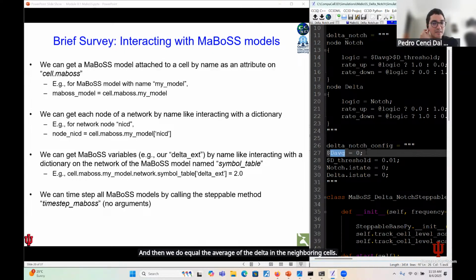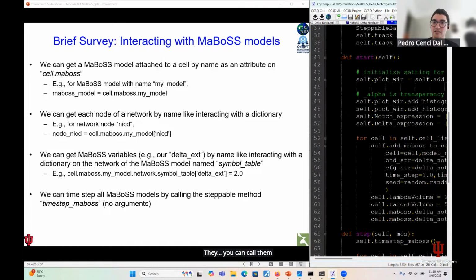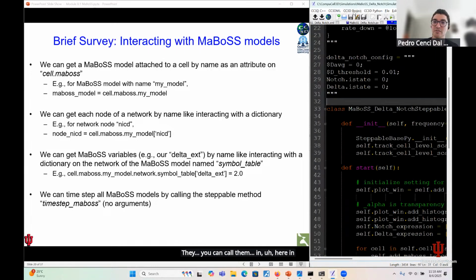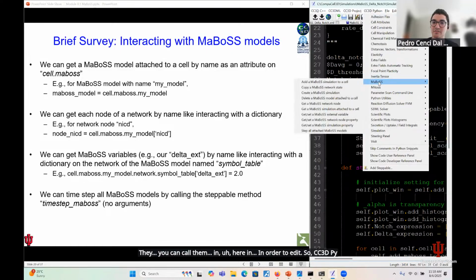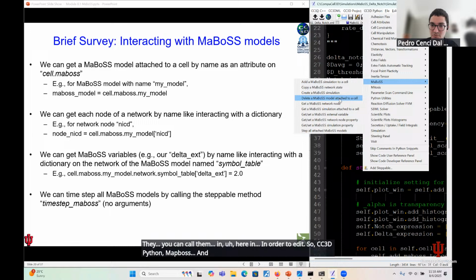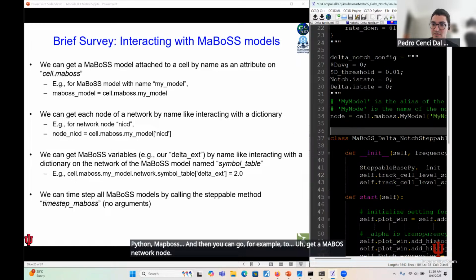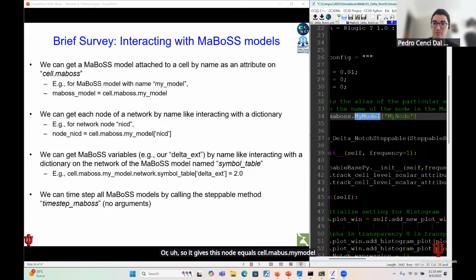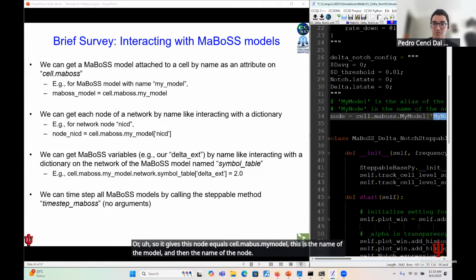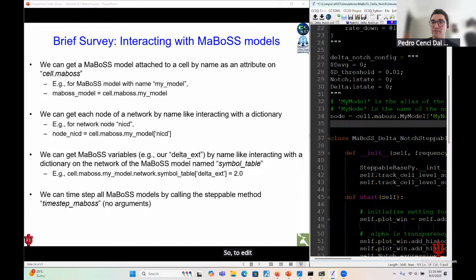So these commands you don't need to memorize. You can call them in here in your Twedit. So CC3D Python MaBoSS, and then you can go, for example, to get a MaBoSS network node, and it gives this node equals cell.maboss.myModel. This is the name of the model, and then the name of the node. So Twedit snippets give you everything.